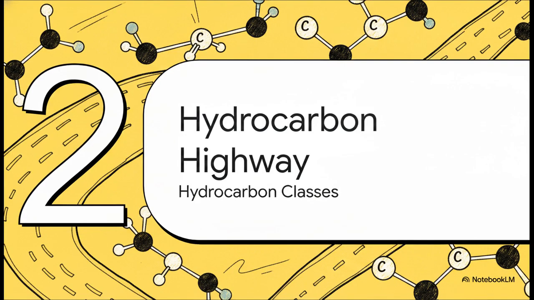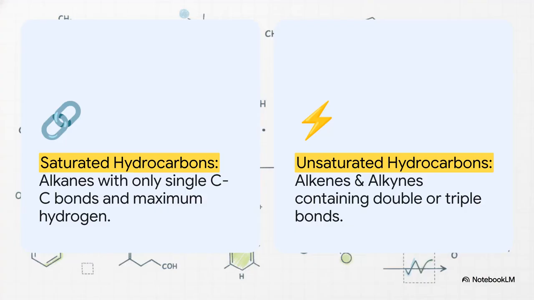Moving right along to Section 2, the hydrocarbon highway. Now that we have our carbon atoms ready to bond, let's start snapping them together. Hydrocarbons are the absolute simplest organic compounds, literally made entirely of just hydrogen and carbon. The primary way we classify them comes down to one thing: saturation. Take a look here. On the left, we've got saturated hydrocarbons, also known as alkanes. These have pure single carbon-to-carbon bonds. We call them saturated because they are holding the absolute maximum number of hydrogen atoms possible. No room for any more.